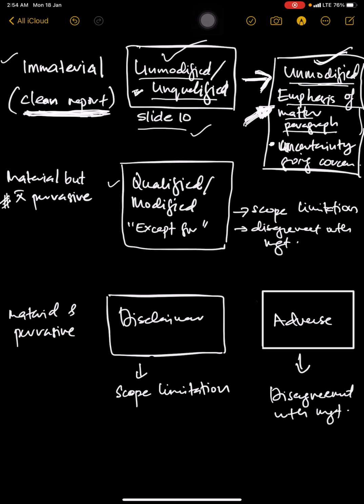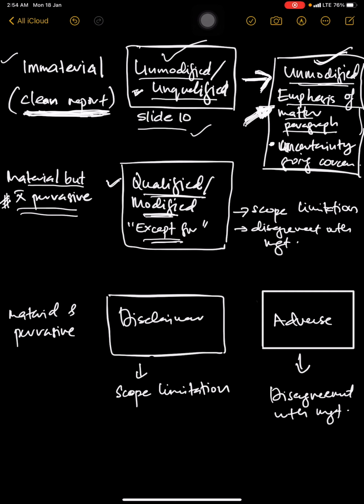Next, if the item is material, it means it tends to change the decision of the users, but not pervasive. Pervasive means it will affect the whole financial statement. So material but not pervasive. The type of report we have to issue is qualified or modified. Qualified means bersyarat, so qualified or modified with an "except for".